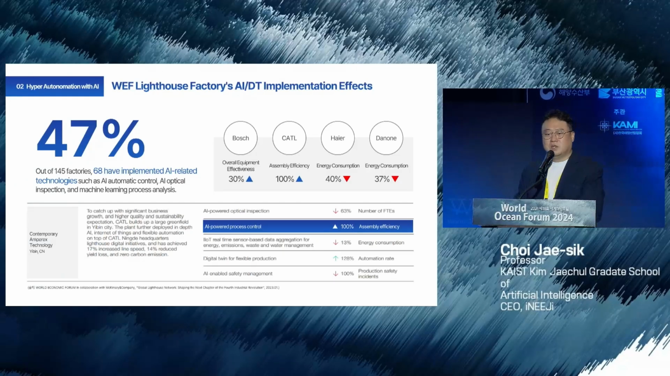So for example, the battery powerhouse CATL was selected as a lighthouse factory. The first technology was AI optical inspection, the second was AI automation, and the third one is AI safety monitoring. So as you see, CATL's efficiency went up by 100%, and for Danone, they could save energy by almost 40%.